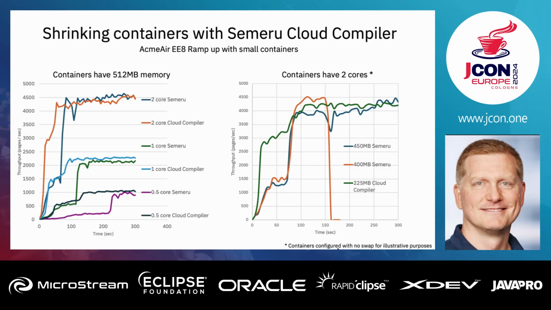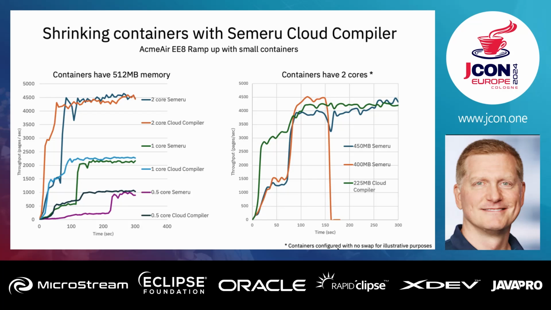But it shows the impact of that memory use. And over time, that can actually cause problems. So, as we shrink, you can see the ramp-up curves as we're shrinking the container size are not very great. But with the cloud compiler running, we can actually get down to 225 and have a much nicer ramp-up curve. And obviously, this is the same. You're getting this same curve here with 2 cores.